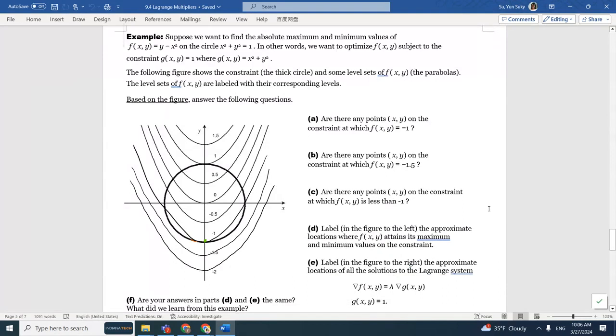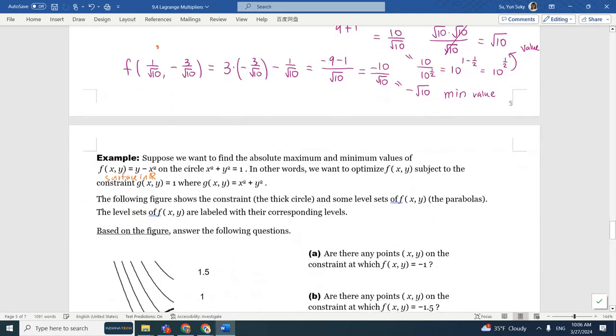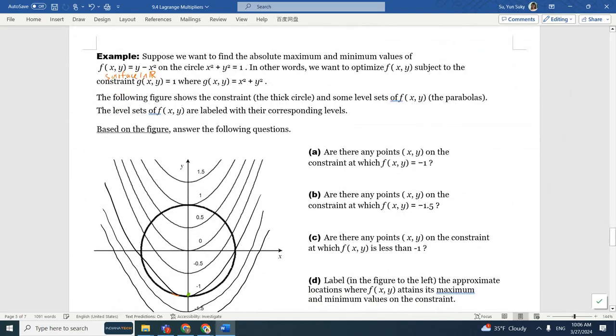Okay, so suppose we want to find the maximum and minimum value of the function. The function is like the surface, y minus x squared. So this is the surface. This is a surface in R3. On the circle x squared plus y squared equals 1. So this is the constraint. Can you see this is the constraint, x squared plus y squared equals 1?